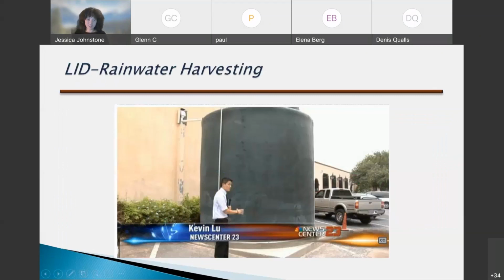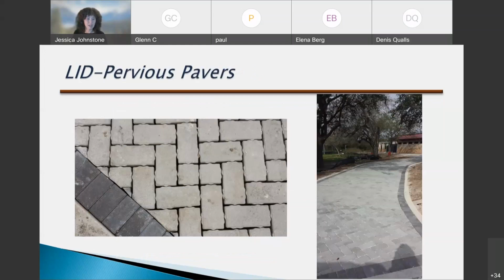So the LID features, the low impact development features that we fund, are of course the most showy. So this looks like rainwater harvesting, the bioswales, pervious pavers, other green infrastructure projects, some of which are recommended for the Joe Pool Lake watershed. So this is a rainwater harvesting cistern. And I also have pervious pavers, really lovely design.